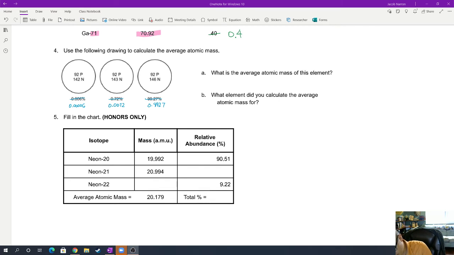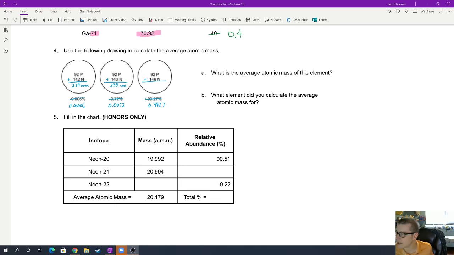So in simplest terms, all I'm going to do is add these together. So 92 plus 142 is 234. I probably didn't need a calculator for that. So that's my first isotopic mass. The next one's going to be 92 plus 143, and I get 235. And then the last one, I'm going to add those up as well, 92 plus 146, and we get 238.